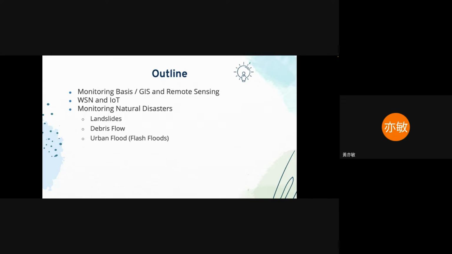We will focus on the three major natural disasters in Taiwan, and from them, we will also learn something from the experience in our monitoring system. The first one, we will talk about landslides. The next one is debris flow. And the final one is urban floods, especially flash floods today.